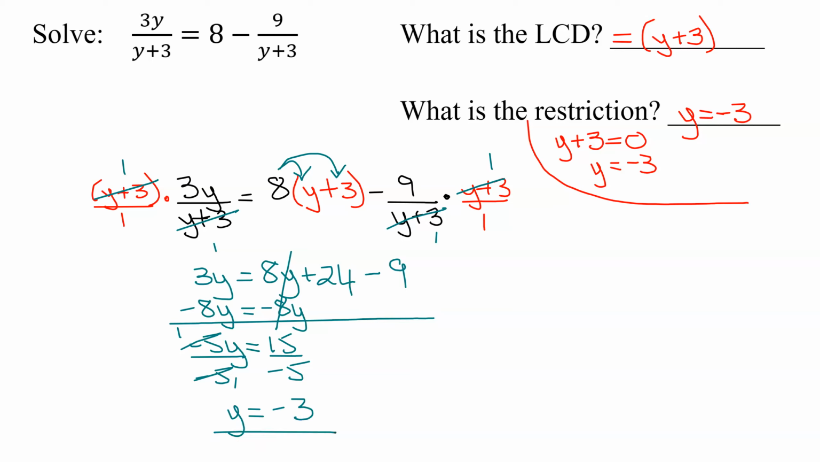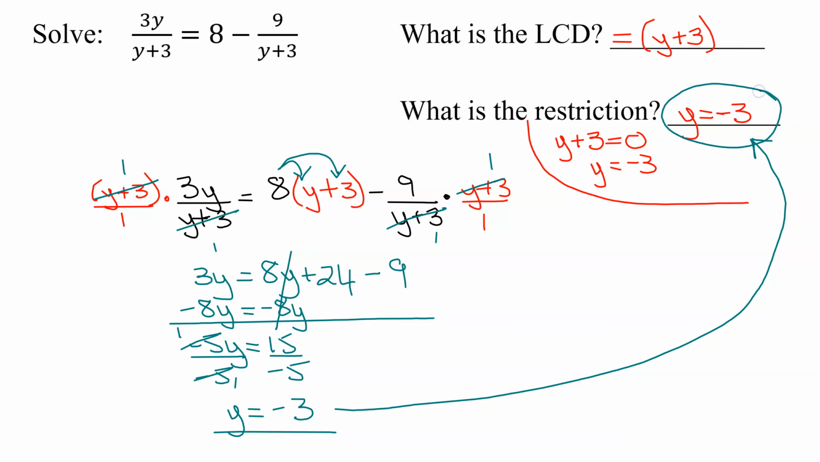Are we done? No, you must check it against the restriction. And the one solution we came up with is the one value that y cannot take on because it will make both of these denominators 0. So that is an extraneous solution. So what is the answer? The answer is there is no solution to this problem because the only solution we came up with is not allowed.